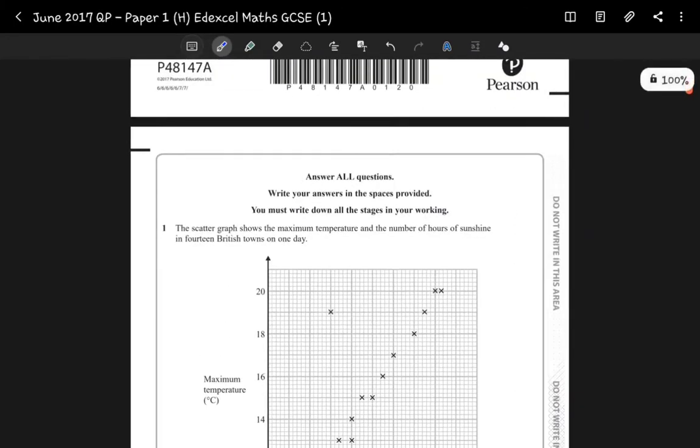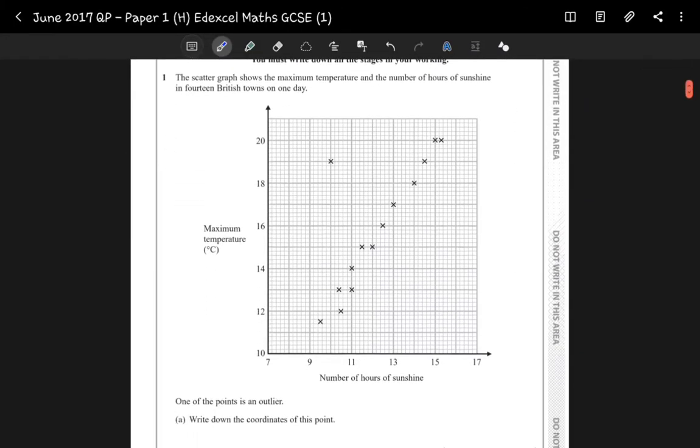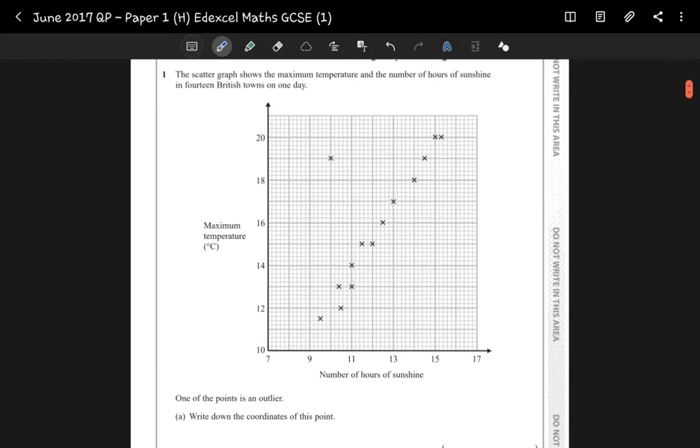So, question one, the first question, as we can see, is a scatter graph, and it says the scatter graph shows the maximum temperature and the number of hours of sunshine in 14 British towns on one day. Immediately, we can already see something going on there. We have this general trend going up, and then we have this here which looks like it's just a bit out of place, so bear that in mind. That could actually be involved in a question.